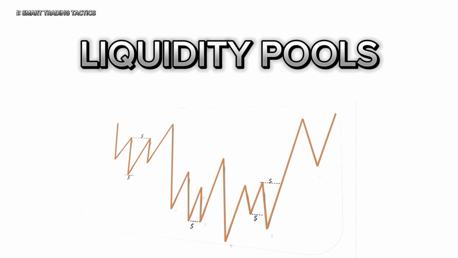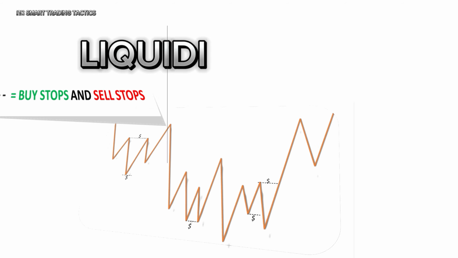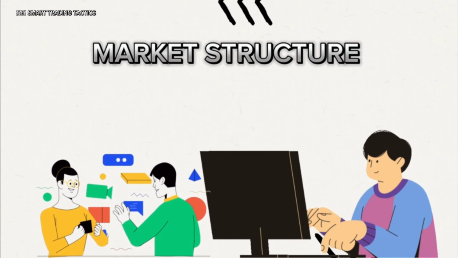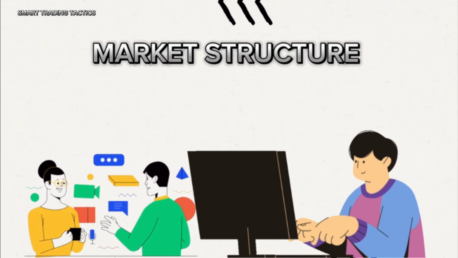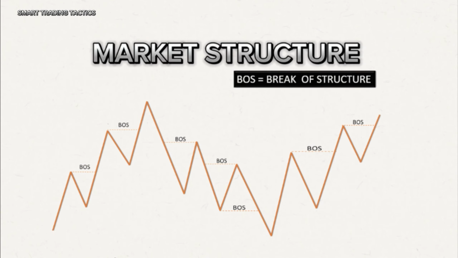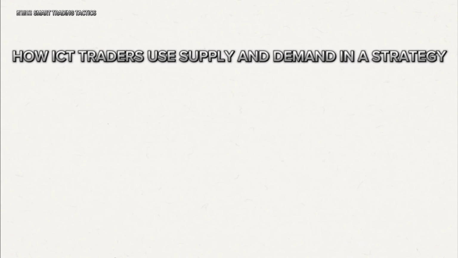Liquidity pools. ICT often refers to liquidity pools, which are areas where institutional traders target stop losses or pending orders of retail traders. Supply and demand zones often coincide with these liquidity pools, making them critical areas of interest for ICT traders. Market structure. ICT traders pay close attention to market structure when identifying supply and demand zones. A break in market structure often signals a shift in the balance of supply and demand, providing clues for potential trade setups.